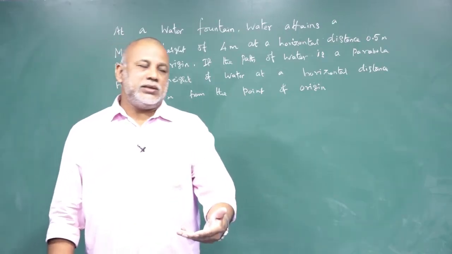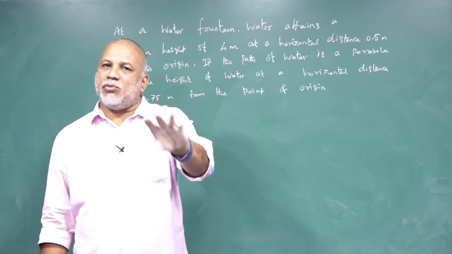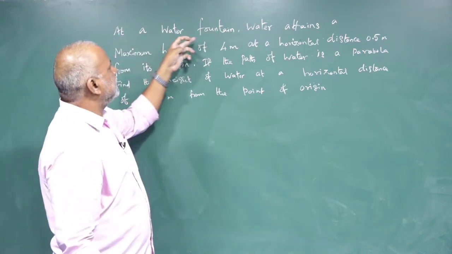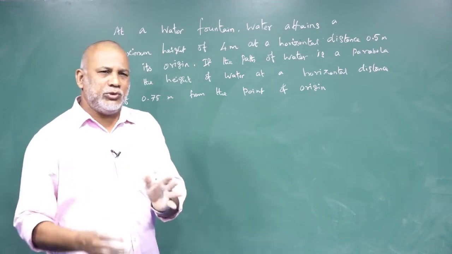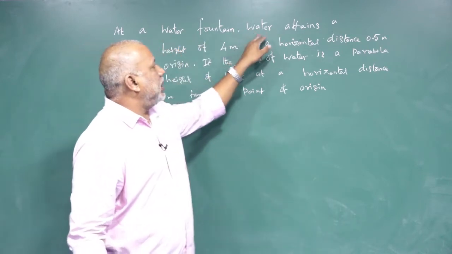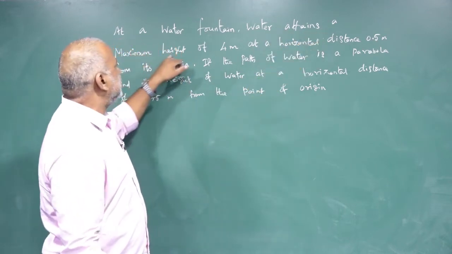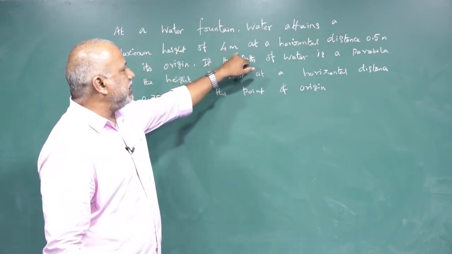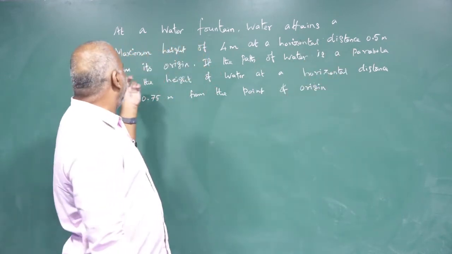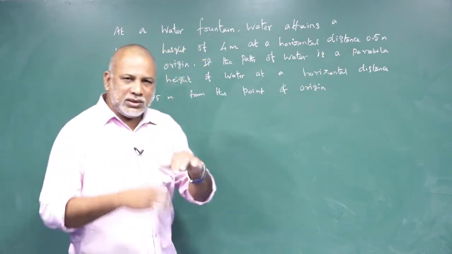Now, listen students, the third question of the same model. At a water fountain, as you see in a park, water attains a maximum height of 4 meter at a horizontal distance of 0.5 meter from its origin.